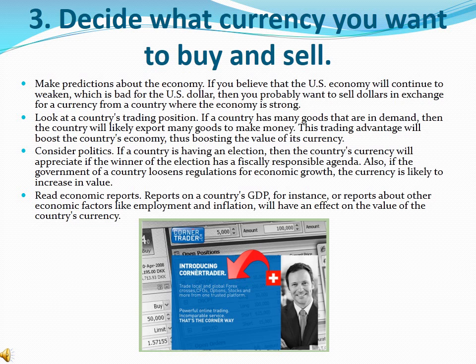Read economic reports. Reports on a country's GDP, for instance, or reports about other economic factors like employment and inflation, will have an effect on the value of the country's currency.